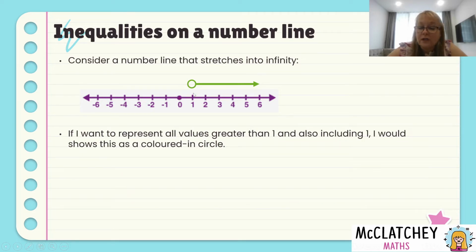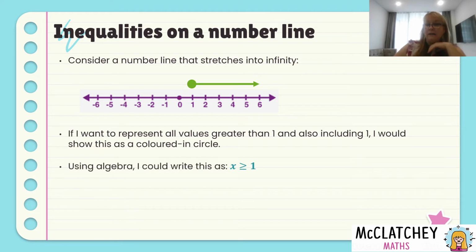Now, if I wanted to include 1, so it was all values greater than 1 and including 1, I'm going to colour that circle in. So you'll notice it's coloured in there. Coloured in means I'm including 1. An open circle with no colouring in means 1 is not included. Now, I would be writing that like this: x is greater than or equal to 1.